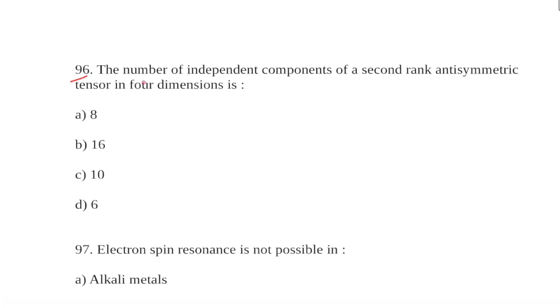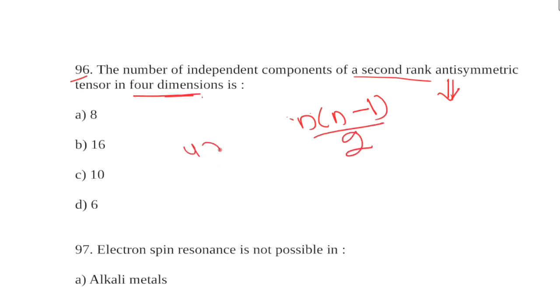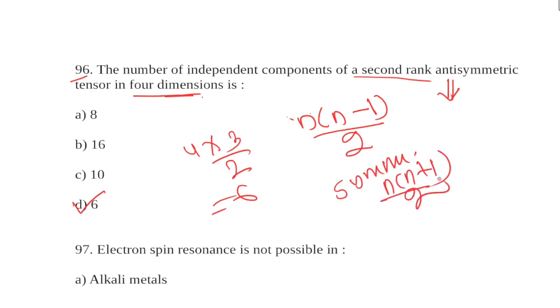Next, 96. The number of independent components of a second-rank antisymmetric tensor in 4 dimensions. For an antisymmetric tensor, you should remember the independent components is given by n into n minus 1 by 2. Here n represents the dimension. As it is 4, so 4 into 3 by 2, so it will be 6. And for a symmetric matrix, it will be n into n plus 1 by 2.